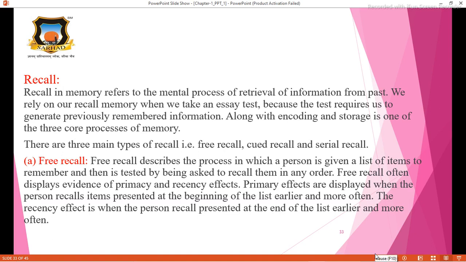A free recall often displays evidence of primacy and recency effects. The primacy effect is displayed when the person recalls items presented at the beginning of the list earlier and more often. The recency effect is when the person recalls items presented at the end of the list earlier and more often. तो फिर उनके दिमाग में बहुत सारे आइटम्स और बहुत सारे इंफॉर्मेशन स्टोर होती है. So that is free recall.